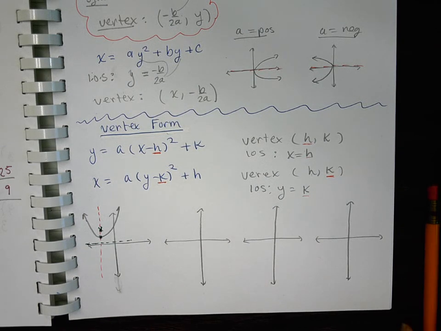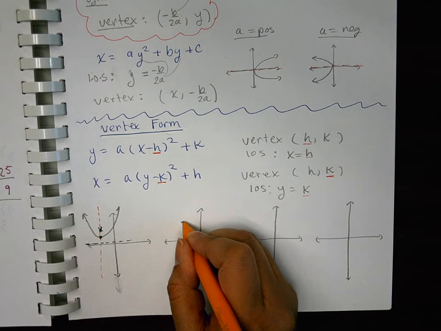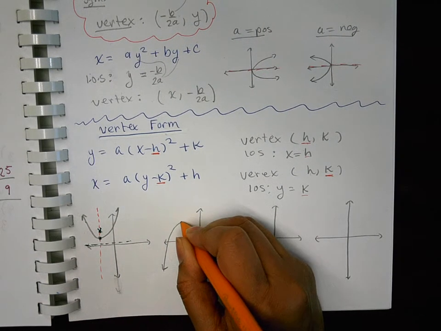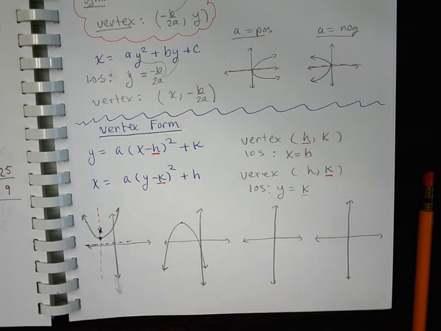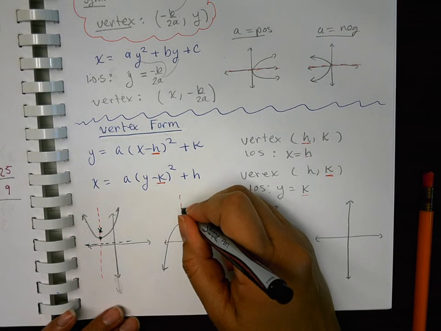All right, let's try another one. What if the parabola is opening downward? The line of symmetry still goes right down the center.